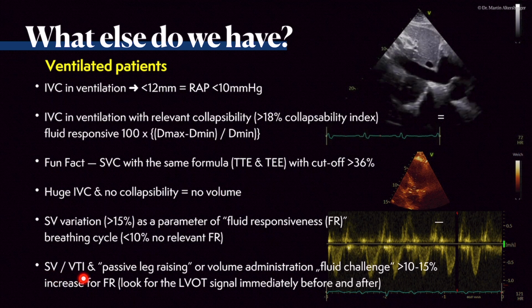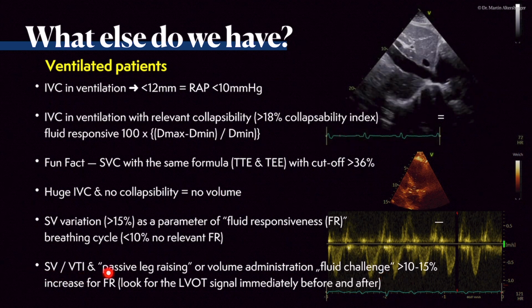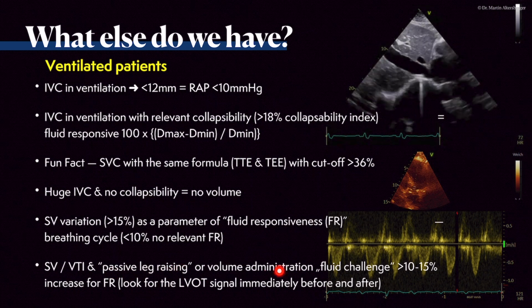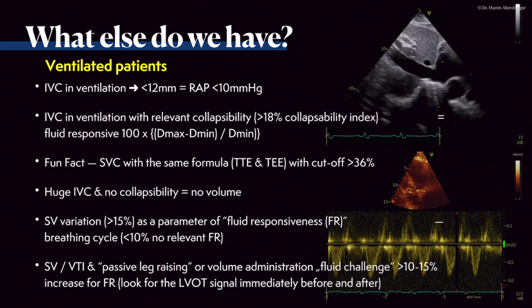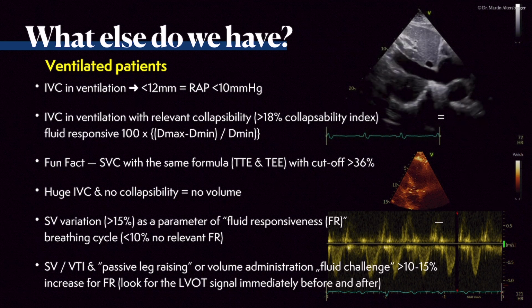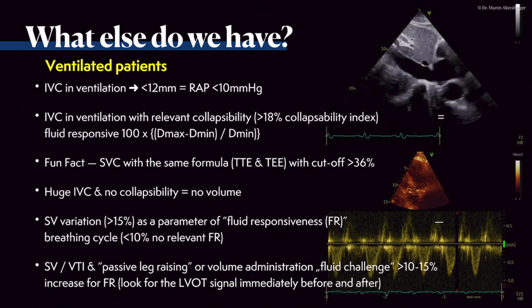For the stroke volume, VTI, or even the maximal velocity, you can use a passive leg raising or a volume stress test. You can, for example, administer 250 to 500 milliliters of crystalloid. This is a fluid challenge. And for the stroke volume or the VTI, you can also simply use a visual assessment like with the IVC and not per se calculate many indices.